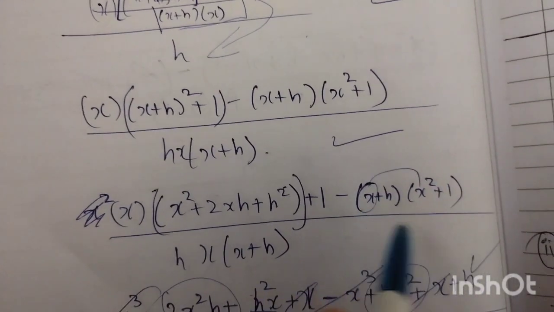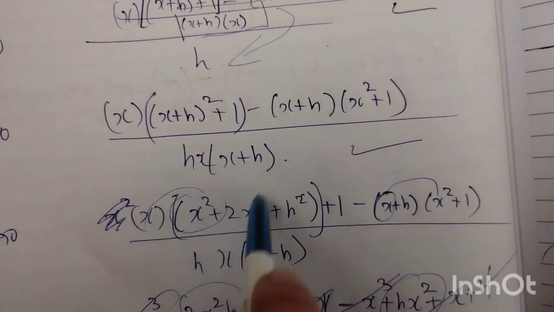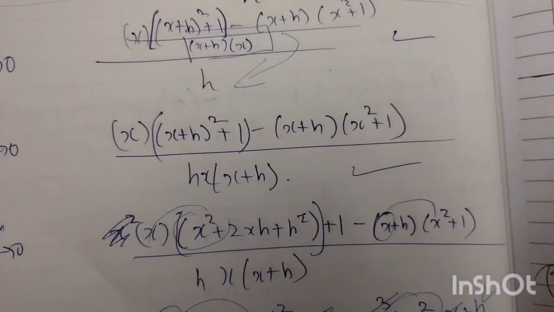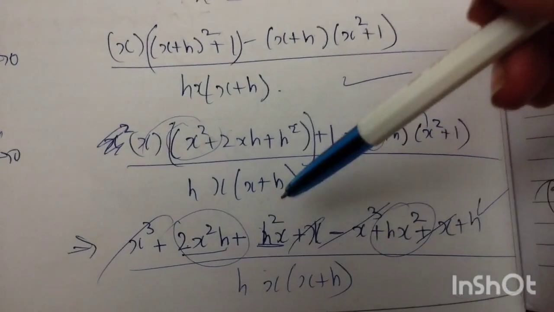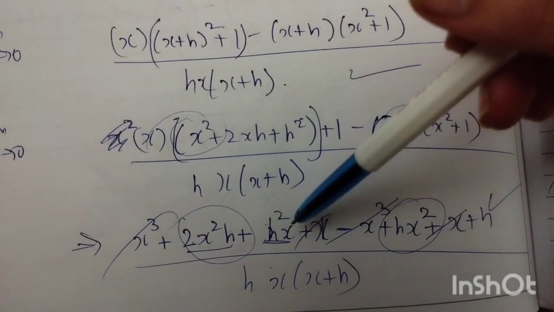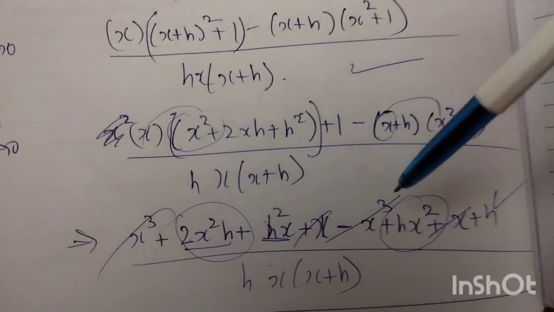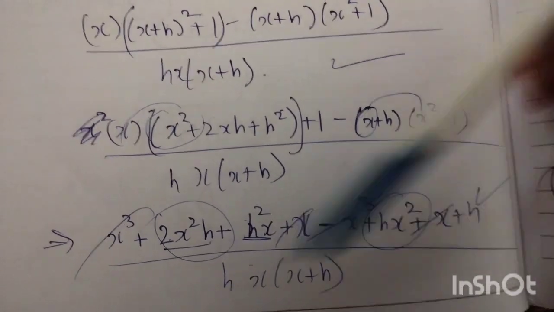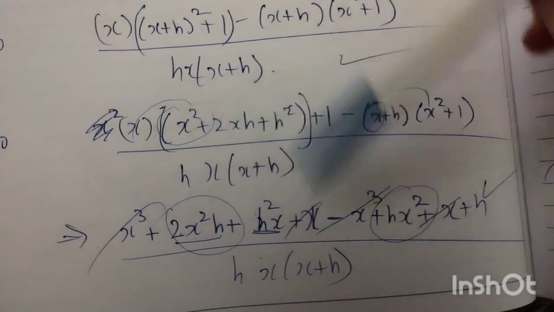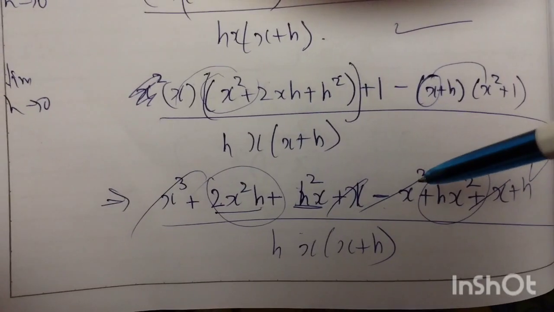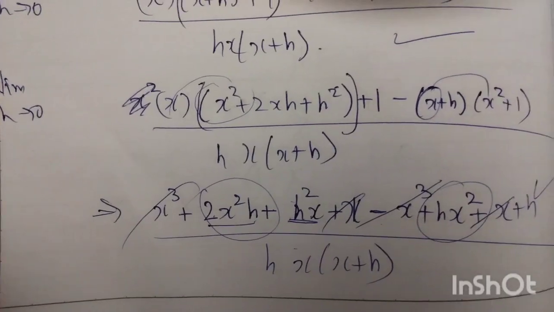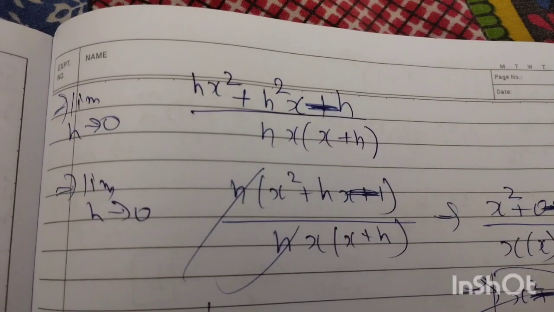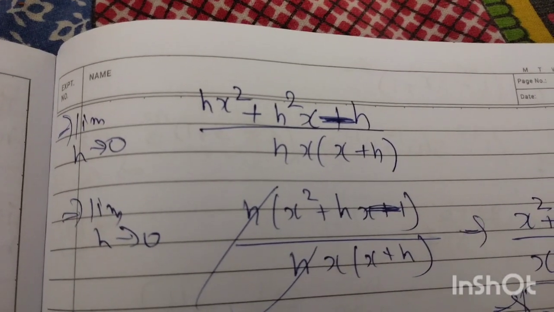Now we would be multiplying this from x square to x, 2xh to x, and now by multiplying these brackets we got x cube plus 2x square h plus h square x plus x minus x cube plus hx square plus h, divided by x plus h. Now cancelling the terms, so x cube minus x cube. Now these terms would be cancelled out. So what is left over is hx square plus h square x minus h.